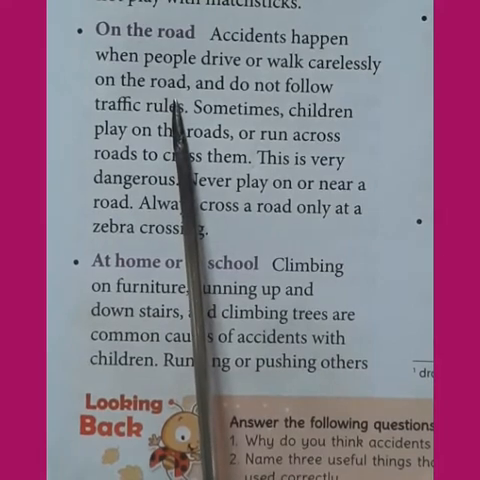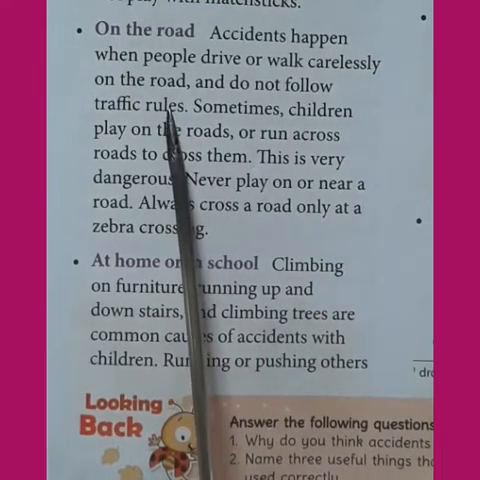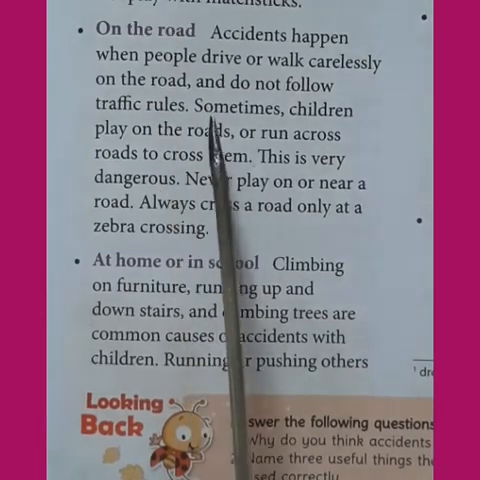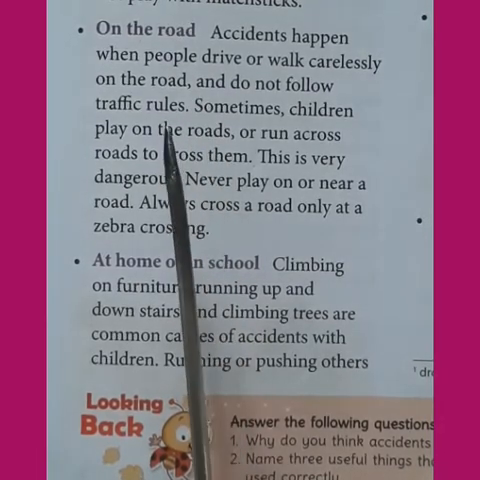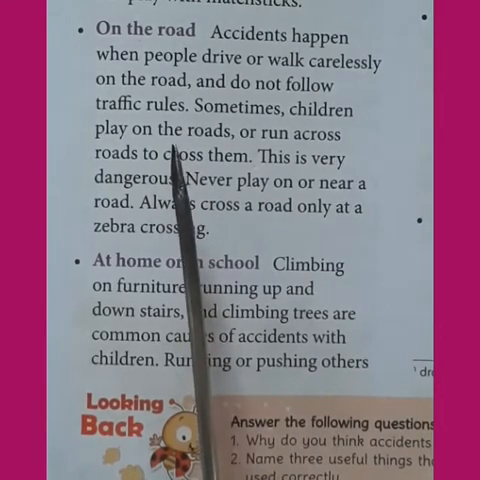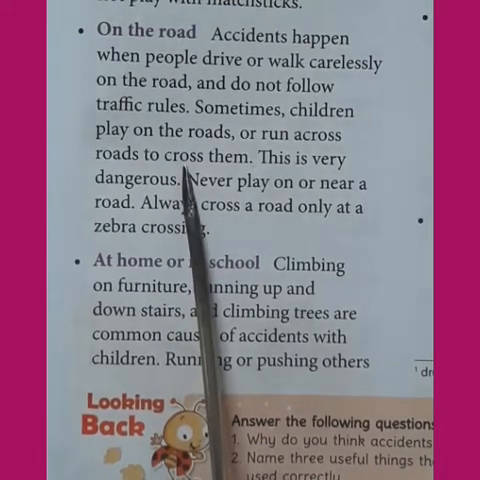So when we are walking by the side of the road, we, being children, have to follow the traffic rules. Sometimes you might have seen other children playing on the road, or while crossing the road, they just run across the road in order to cross it. But you must not do that. How to cross the road then?